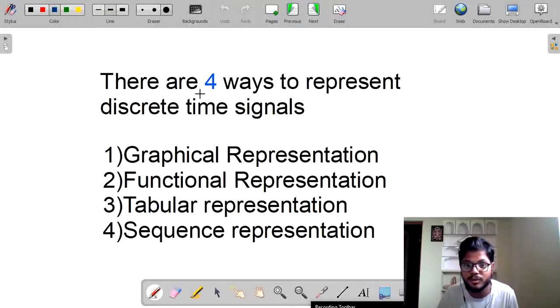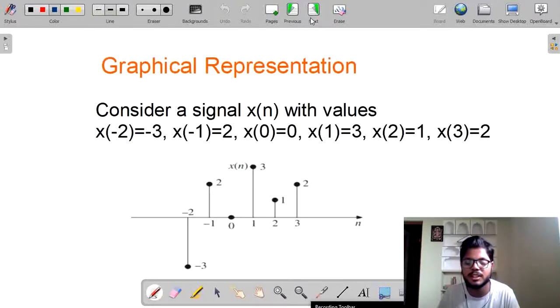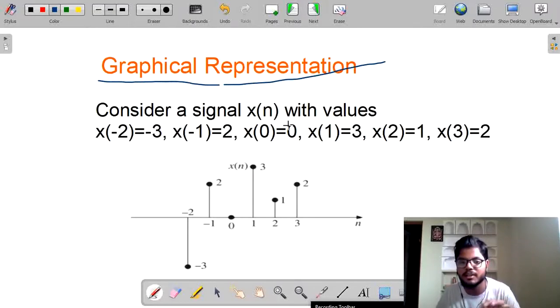There are 4 ways to represent discrete time signals. Our discrete time signals can be represented in any of these 4 forms: graphical representation, functional representation, tabular representation, and sequence representation. We will study them one by one in detail. First, the graphical representation, which means we represent the signal in a graphical format.